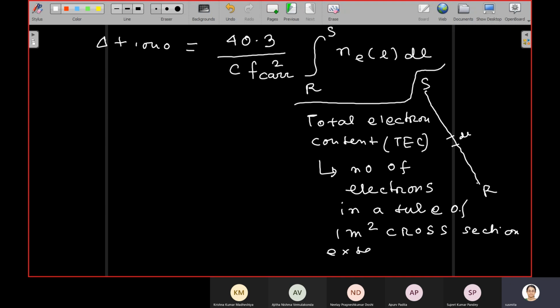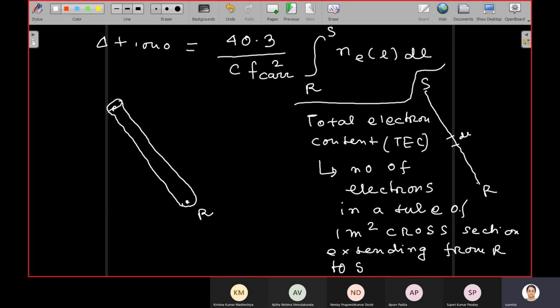extending from the receiver to the satellite. Just consider a tube extending from the receiver to satellite of 1 meter square cross section. And how many electrons are contained by this tube? That is the total electron content.